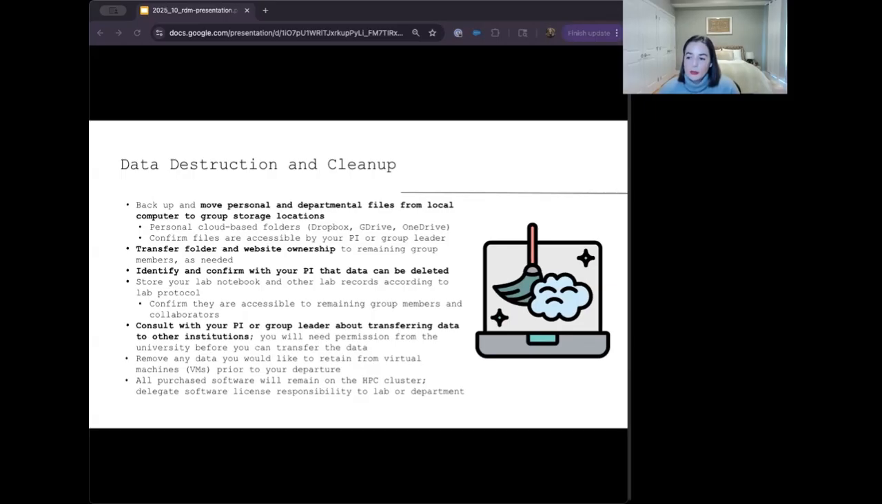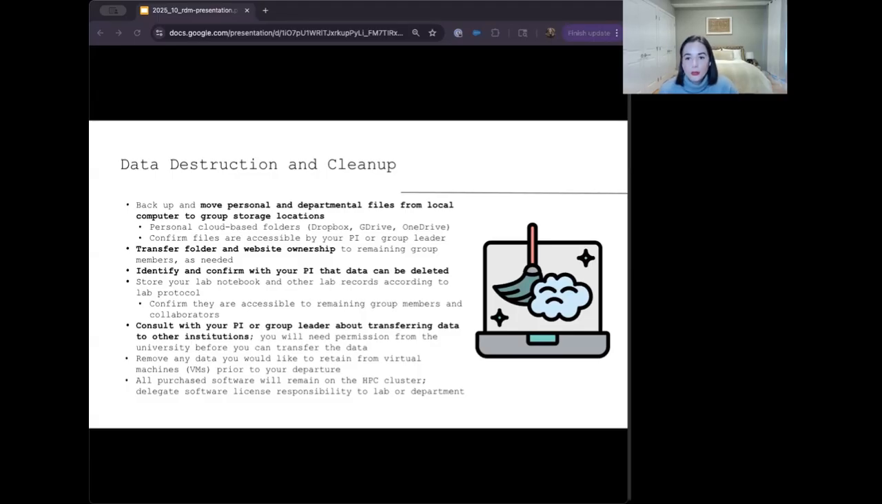For any data that's not been moved to long-term storage or an archive for retention purposes and you want to delete it, just confirm with your PI prior to any deletion of the data. And then store your lab notebook and other lab records according to lab protocol and confirm that they're accessible to any remaining group members.